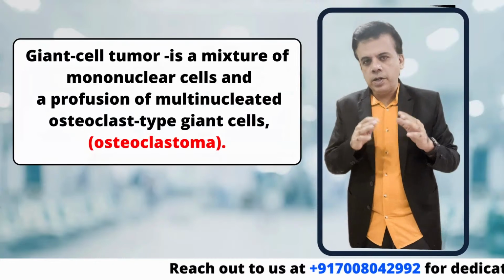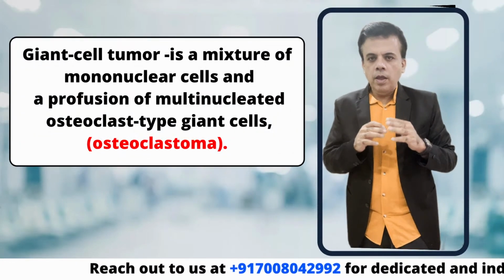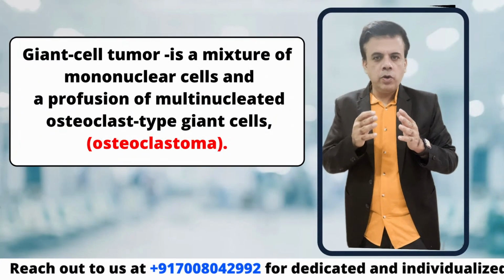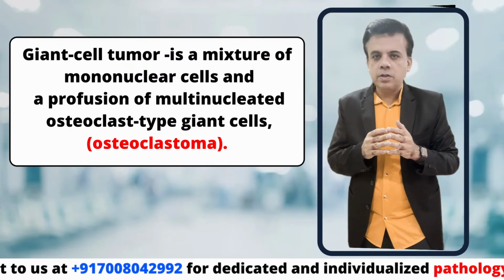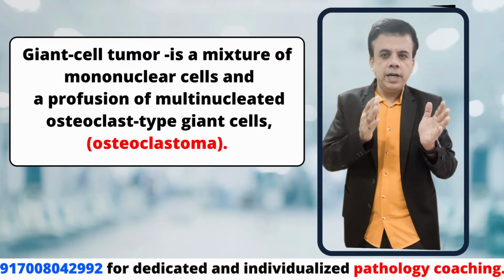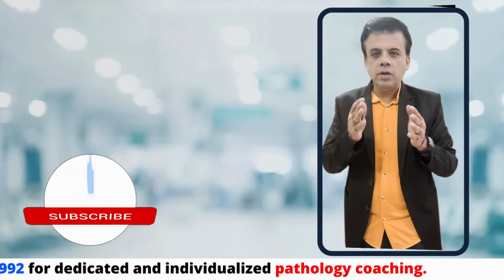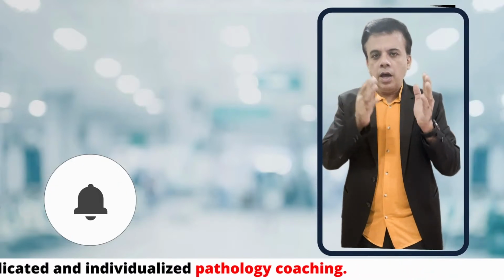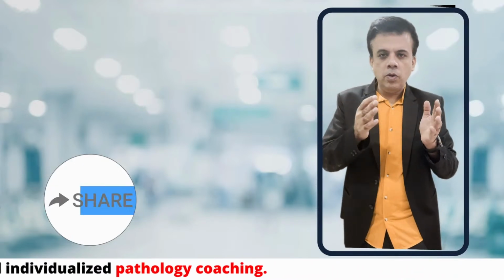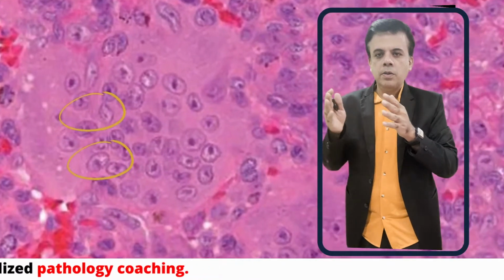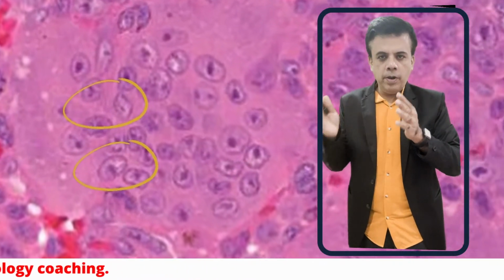What is osteoclastoma? It is a giant cell tumor of the bone. As the name implies, you are going to find lots of giant cells, but the giant cells are not the true tumor cells. They are basically the osteoclasts, and the true tumor cells are the mononuclear stromal cells that you are going to get in the background, which will be in abundance.